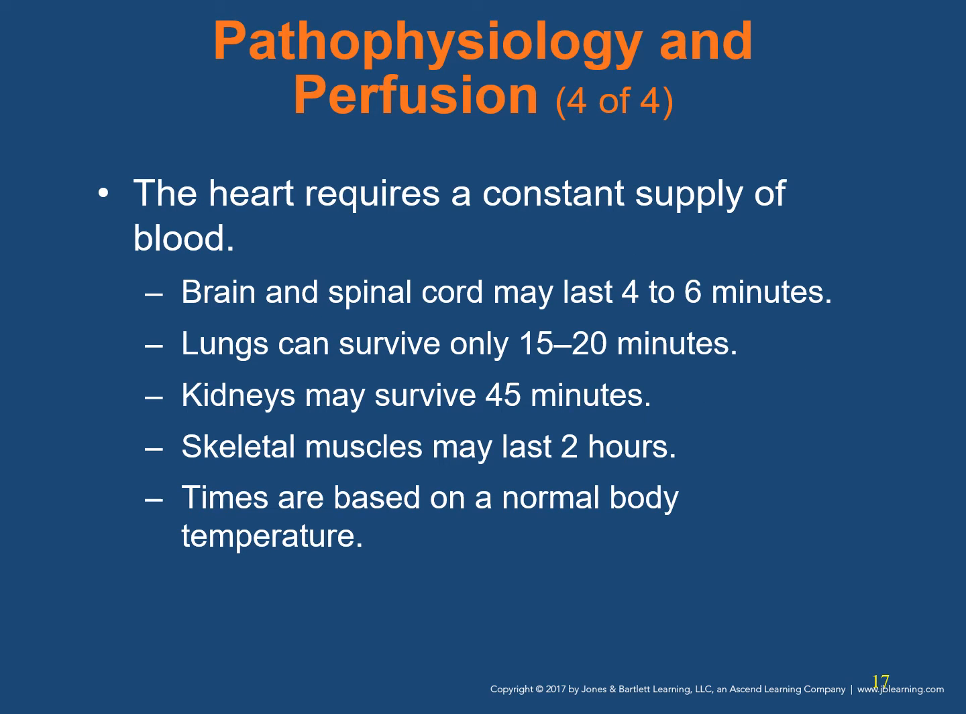The heart requires a constant supply of blood. The brain and spinal cord may last 4 to 6 minutes without perfusion. The lungs can survive only 15 to 20 minutes without perfusion. Kidneys may survive 45 minutes. Skeletal muscles may last 2 to 3 hours. The gastrointestinal tract can tolerate slightly longer periods. Times are based on a normal body temperature of 98.6 degrees Fahrenheit or 37 degrees Celsius. Colder temperatures will lengthen survival times.